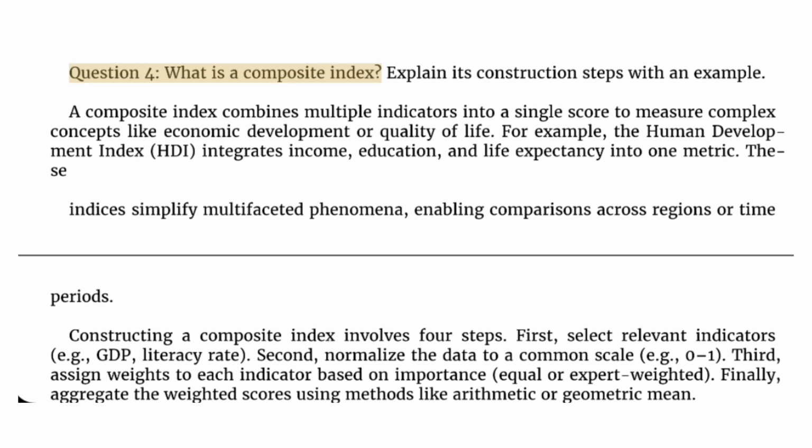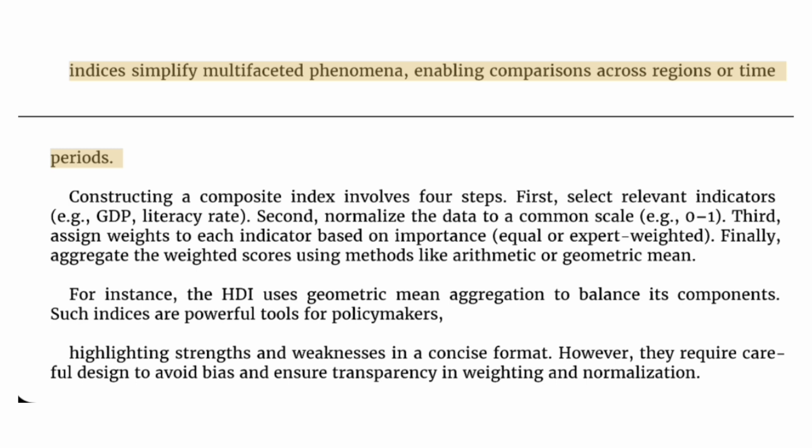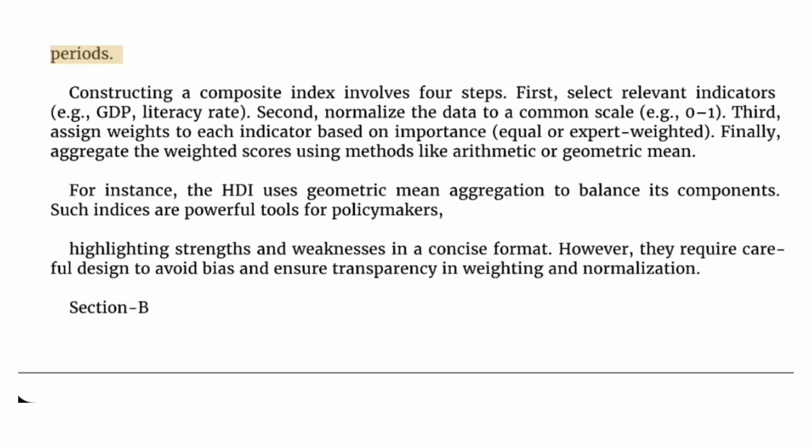Question 4. What is a composite index? Explain its construction steps with an example. A composite index combines multiple indicators into a single score to measure complex concepts like economic development or quality of life. For example, the Human Development Index (HDI) integrates income, education, and life expectancy into one metric. These indices simplify multifaceted phenomena, enabling comparisons across regions or time periods.